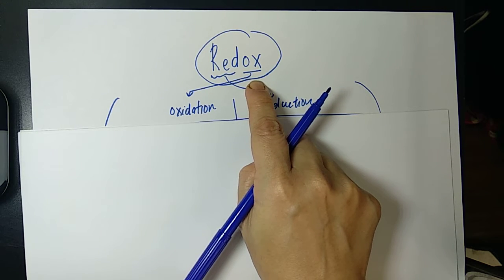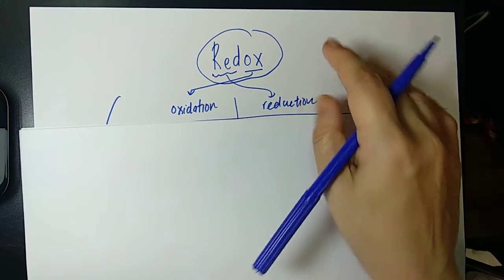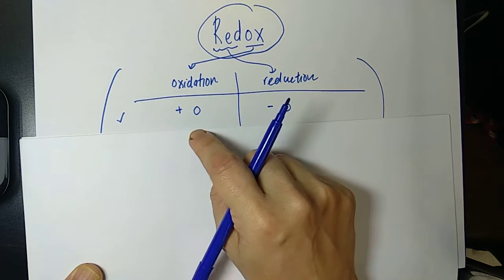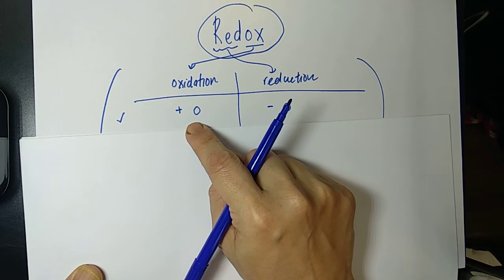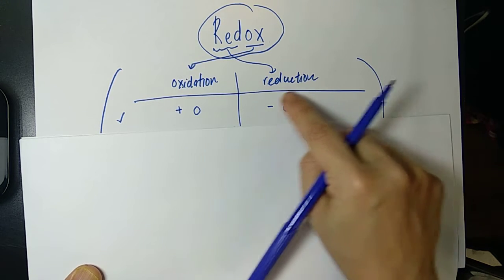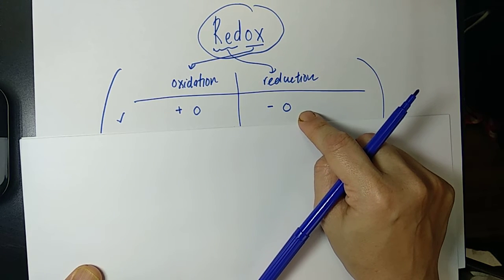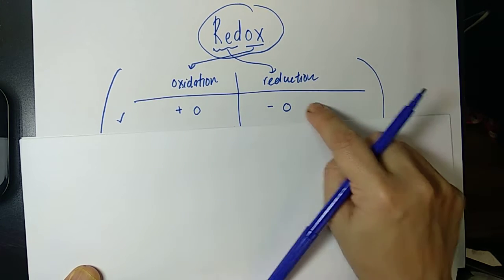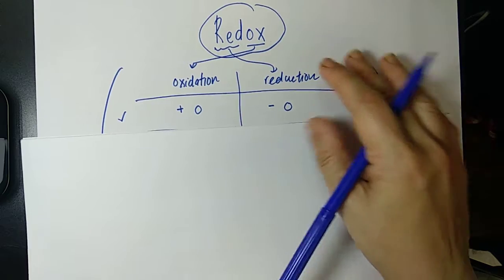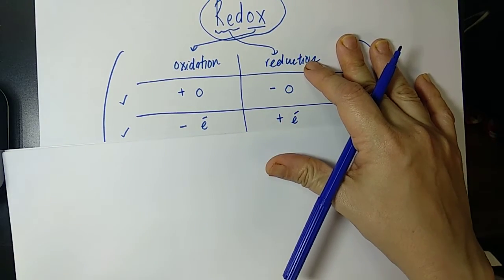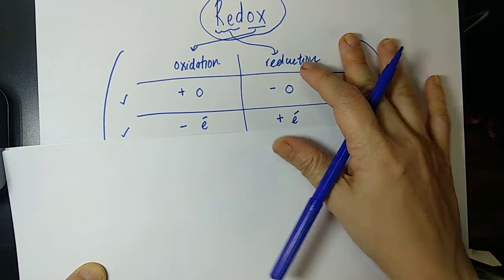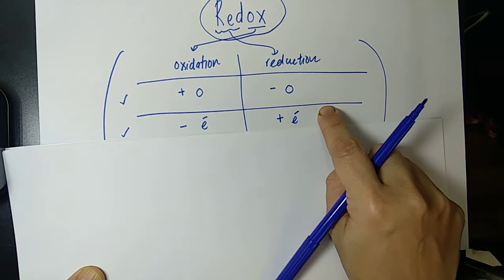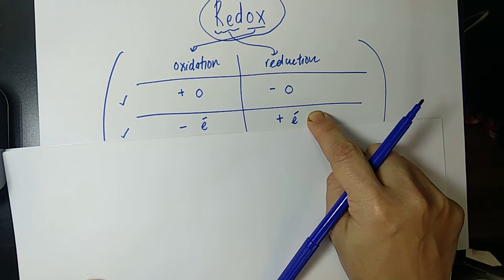Now there are a few definitions of oxidation and reduction. The first one is about oxygen. If an element gains oxygen, we say it is oxidized. And if it loses oxygen, we say it undergoes reduction. So gain of oxygen, oxidation; loss of oxygen, reduction. The second one is to do with electrons. If something loses electrons, we say it undergoes oxidation. And if it gains electrons, we say reduction.